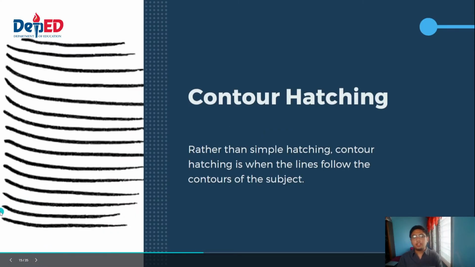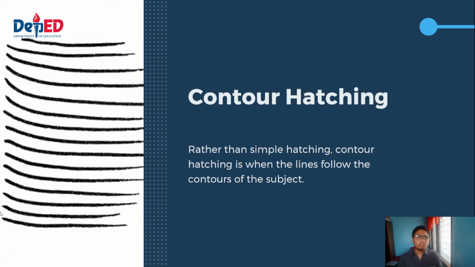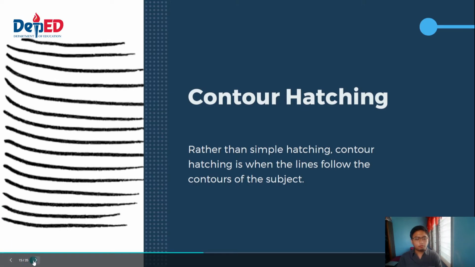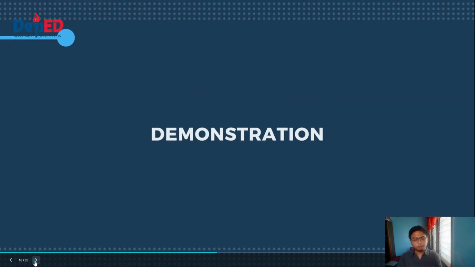Then you have contour hatching. Rather than simply hatching, which are straight lines, contour hatching is when the lines follow the contours of the object. So basically, instead of straight lines, if it's a circular object that you want to draw, you would use curved lines. If it's a diagonal, it's going to be diagonal. It depends on the contour of your object. So I'll show it to you also.